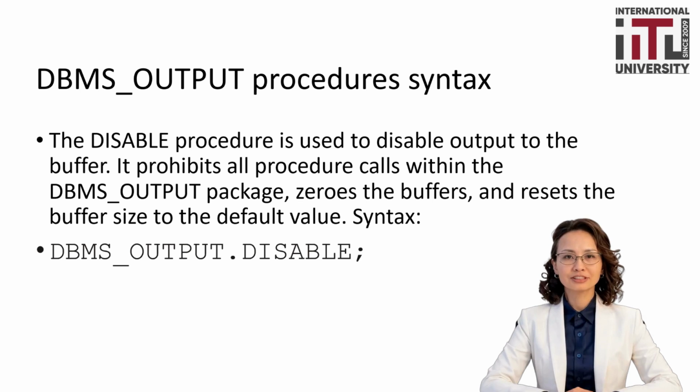The DISABLE procedure in the database management system output is crucial for managing output. It stops all procedure calls within the package, clears the buffers, and resets the buffer size to its default. Use the syntax DBMS_OUTPUT.DISABLE to implement this effectively.